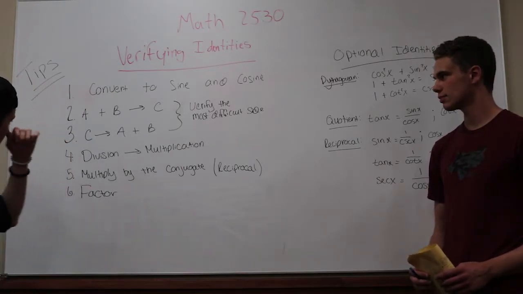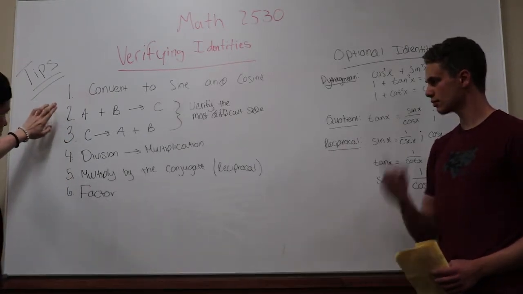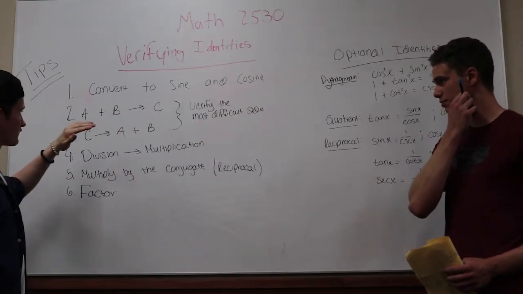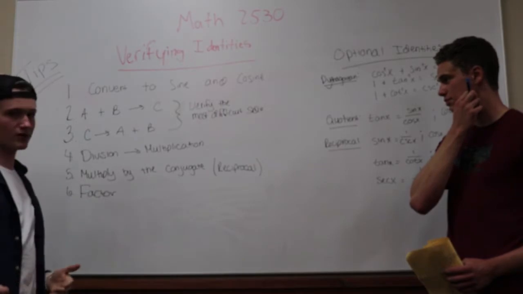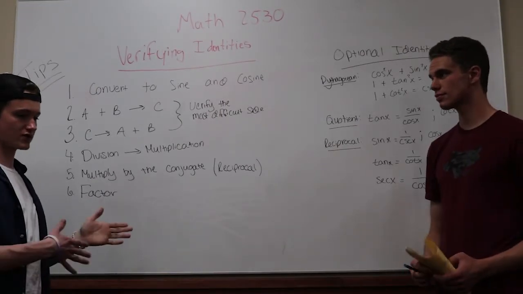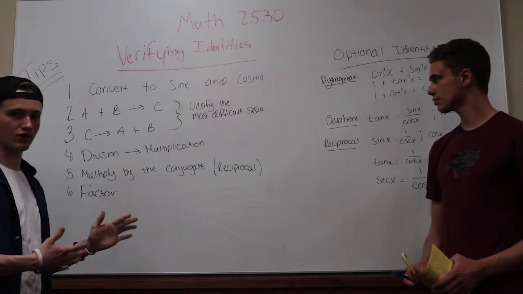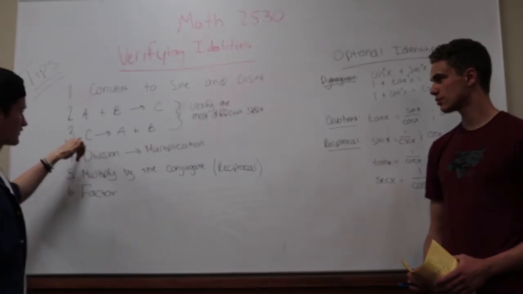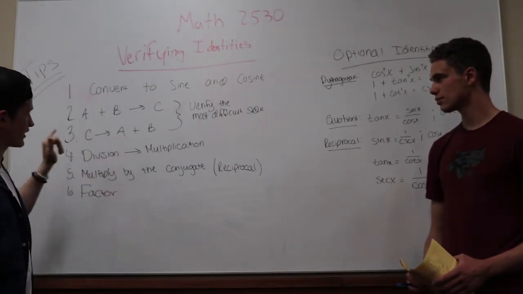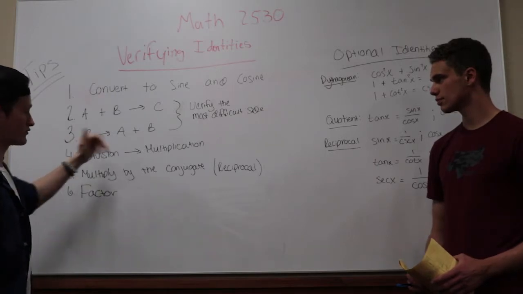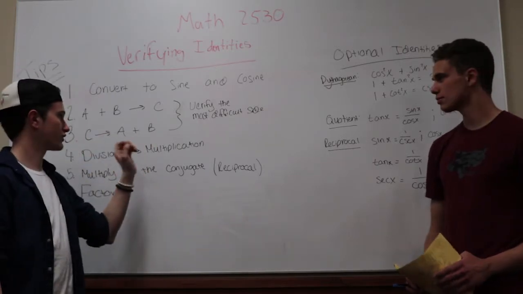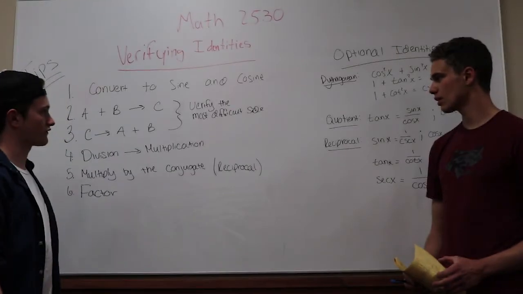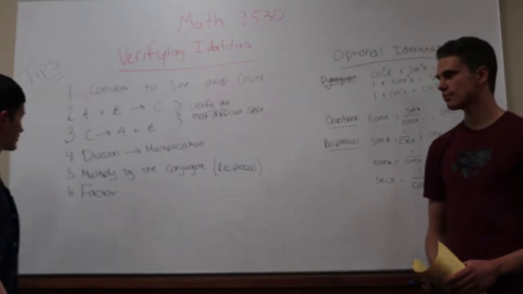Step number 2 is a plus b to c, and that means if you have 2 terms on the left and 1 term on the right, to solve the side that has 2 terms on it, because that's the harder side. And step number 3 is the exact same. So it's c to a plus b, so if you have 1 term on the left and 2 terms on the right, to solve the right side of the equation to equal the left side. So that's just saying verify the most difficult side first.